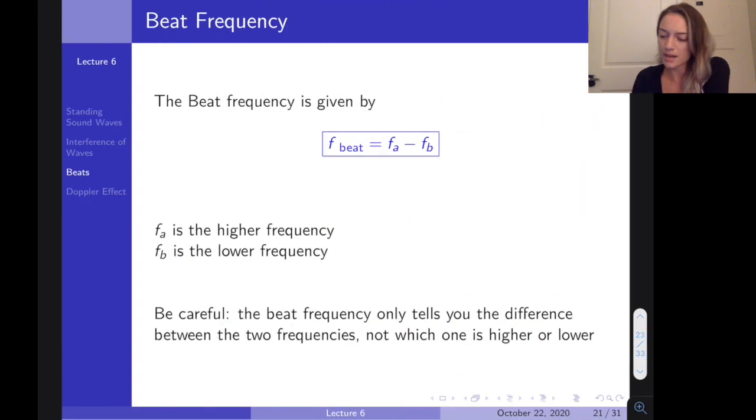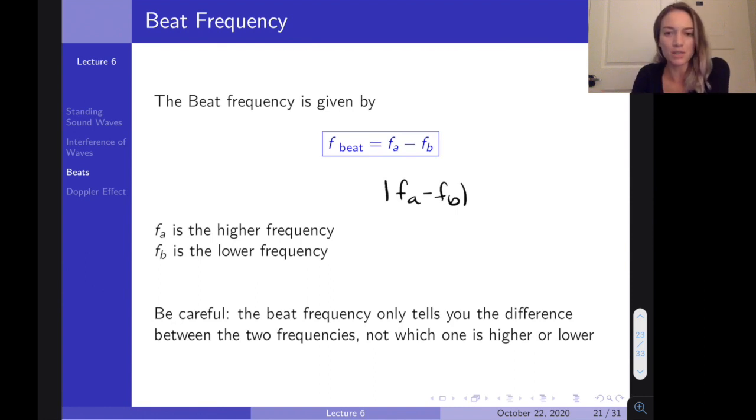Like I said, in your book the beat frequency is given by f_A minus f_B, where f_A is the bigger frequency and f_B is the smaller one, so that this always ends up being positive. You could also write it as the absolute value of f_A minus f_B, and then you don't have to worry about which one is bigger or smaller. You just take the absolute value, so you always get a positive number.